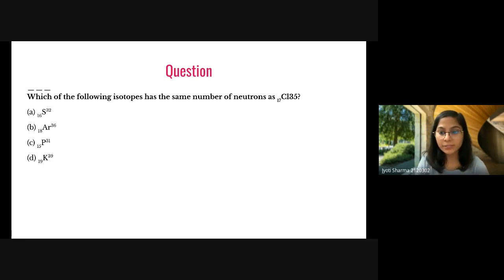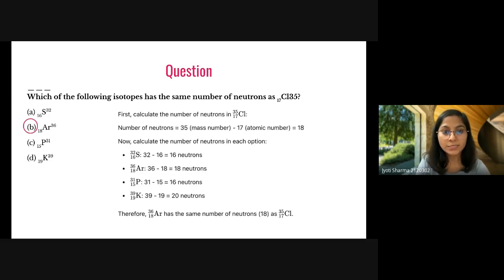Venkat Rao gave me the B answer. So yes, this is the B answer, and let me show you how. The number of neutrons for chlorine is 35 minus 17, which is 18. For sulfur, 32 minus 16 is 16. Argon, 36 minus 18, is 18. This is similar to what was in the question. Then phosphorus, 31 minus 15, is equal to 16. So these are not the same, but for argon it is the same. So we have 18 neutrons, right? So B is the right answer.